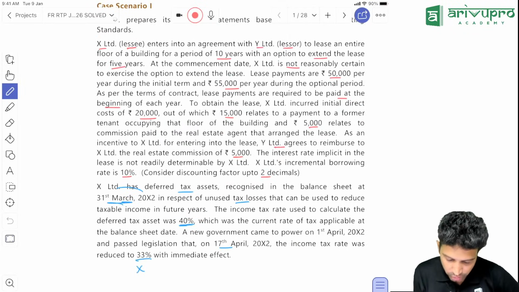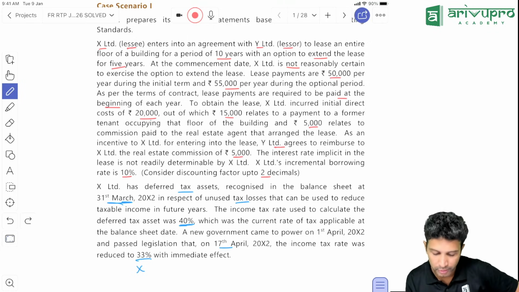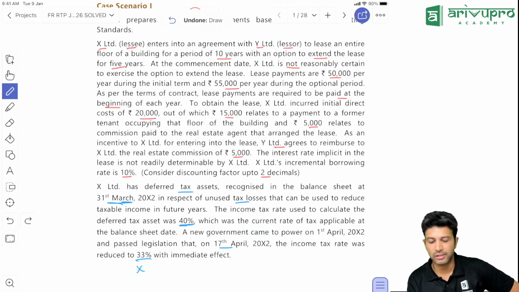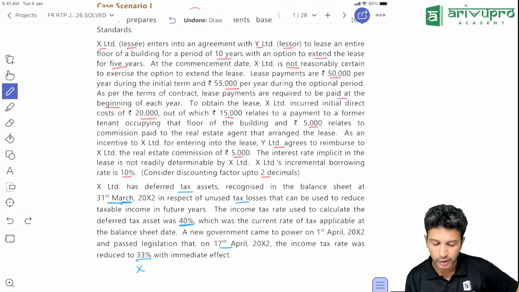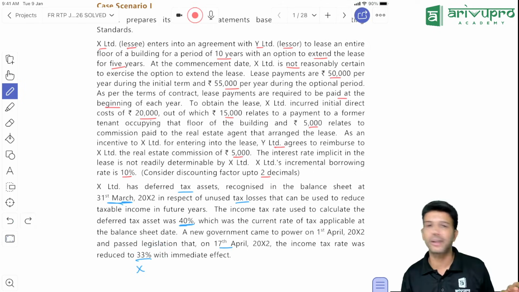In fact, they showed here only. After the current year ended, new government came on the next year ka first day. They came into power and they passed a legislation, approval, Lok Sabha, Rajya Sabha, everything happened on 17th April. The new tax rate was taken as 33%. From 40 they made it to 33. Now the question is, to recognize DTA, will you take 40 or 33?